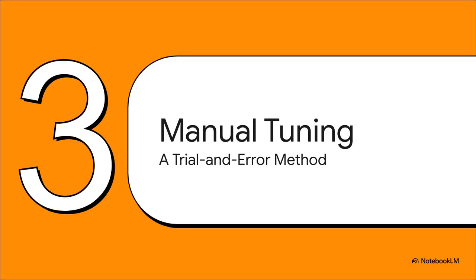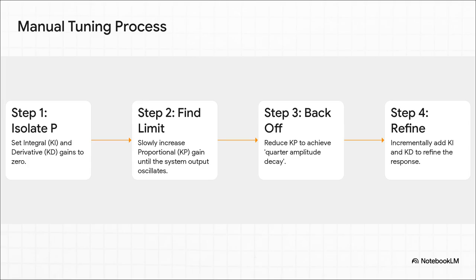I want you to think about adjusting the knobs in a shower to get the temperature just right. You turn the hot a little, feel the water, turn the cold a little, feel it again. You're doing manual tuning. It's a hands-on, trial-and-error approach. Okay, this process is a lot more methodical than just fiddling with knobs. Here's the game plan. First, you turn off the integral and derivative gains completely. We want to isolate the main actor here, the proportional term. Second, you slowly, carefully crank up that P gain until the system starts to wobble or oscillate. You're finding the very edge of stability.